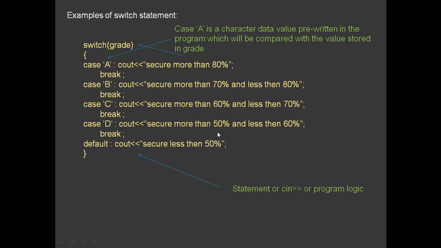Here this is a statement. It can be a C output stream statement, or a cin statement, or it can be program logic, a formula to be executed. Whatever is after this colon is considered a label, which is just to be displayed or executed. If there is a formula written, that formula will be executed.